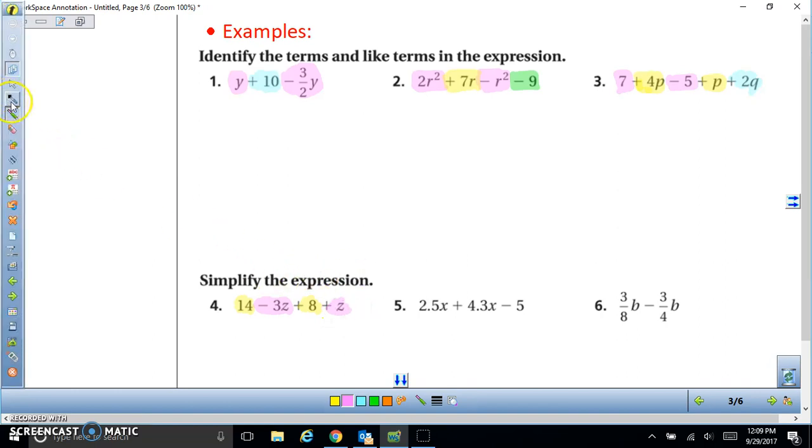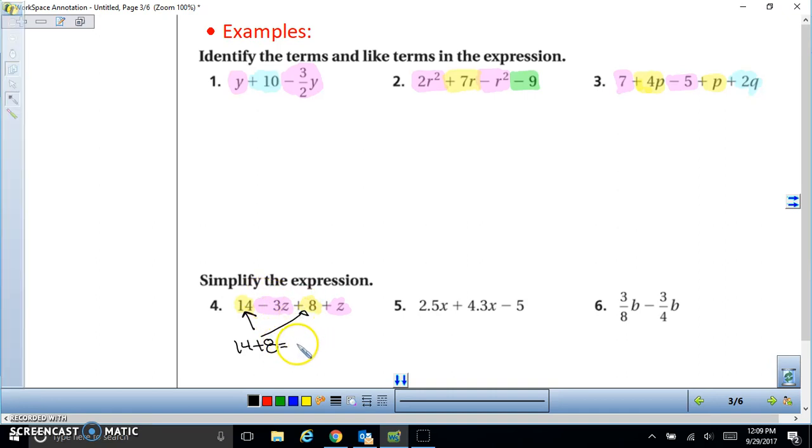Now we're going to go through and combine them and simplify. In simplest form, we're going to combine them so that there is no parentheses and no more like terms. So to combine our two yellows, we're going to do 14 plus 8, and 14 plus 8 is 22. Now we're going to combine our two pinks, and that says negative 3z plus z combined is negative 2z. Okay, so we combined our like terms. Now we're going to rewrite our expression with our terms combined.